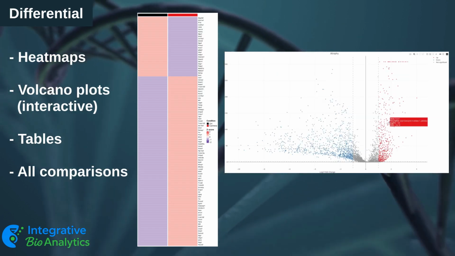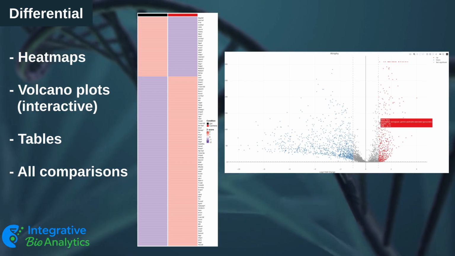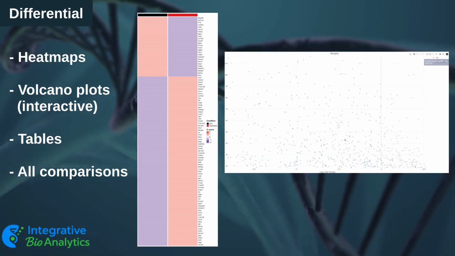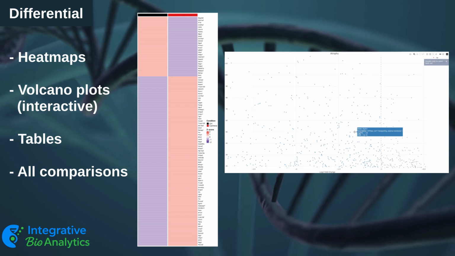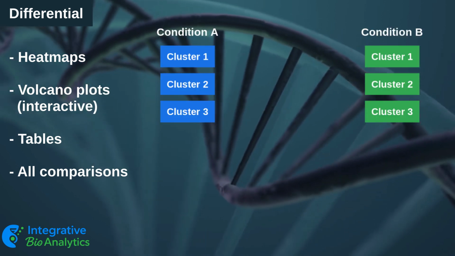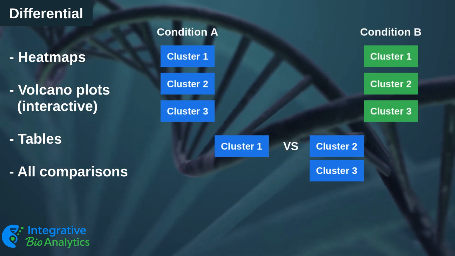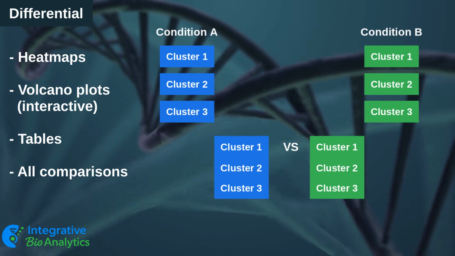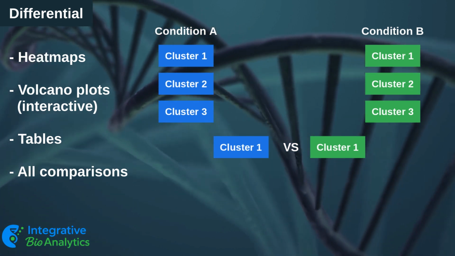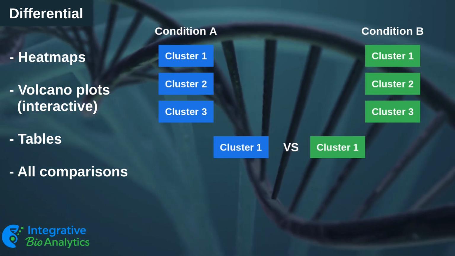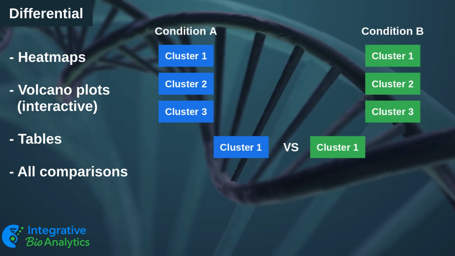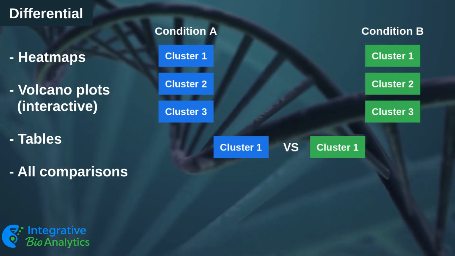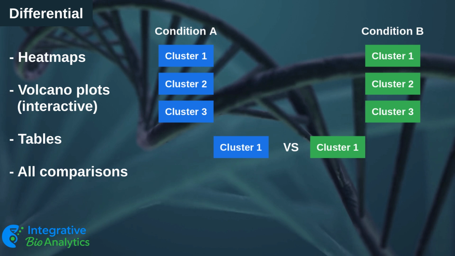Once clusters have been established, we perform differential analysis. Heat maps and interactive volcano plots are included. We compare everything you may need: one cluster against the rest, conditions against each other, and a cluster in one condition against the same cluster in another condition. All these permutations are also used for downstream analysis.